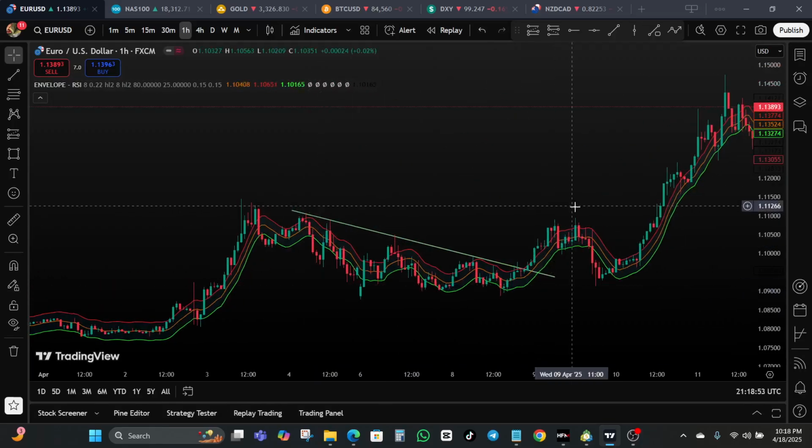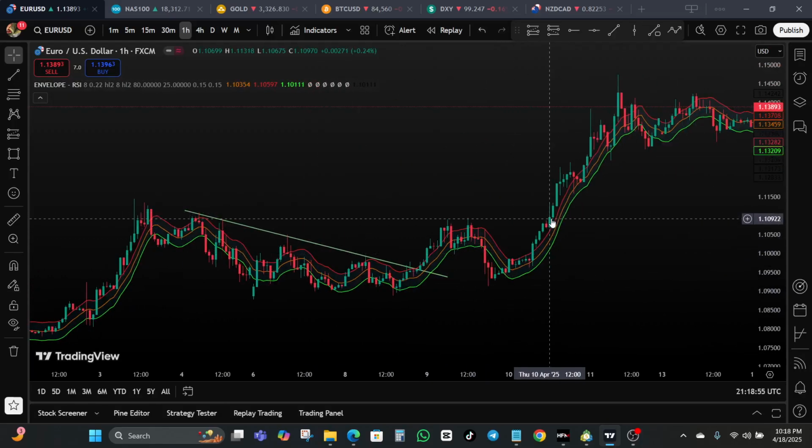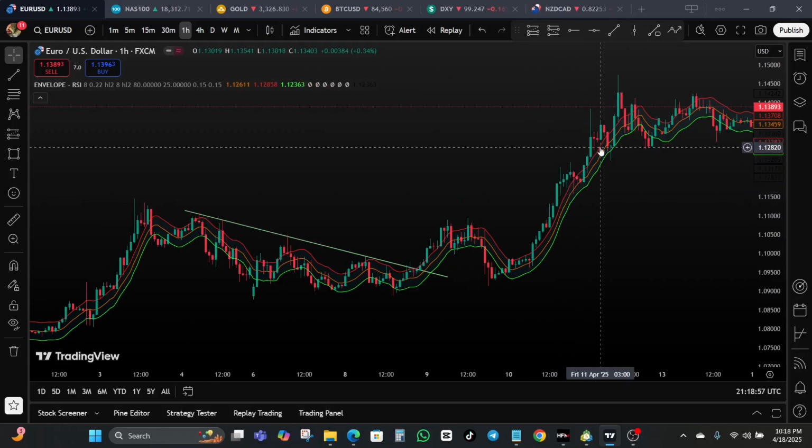Okay, and here again you can see you'll be looking out for price pulling back to the upper band and so forth. All right. Now, you can also use this indicator for confirmation too.